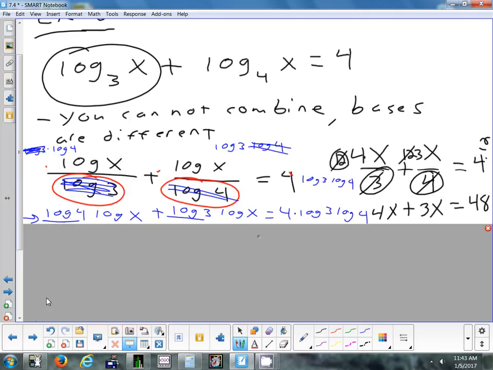So if you understand how I got to this step, that's fine. Any questions on that? Just the first two steps. That's all I want you to understand. Okay.